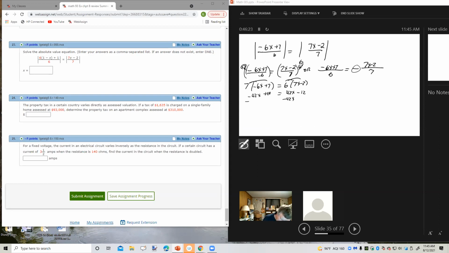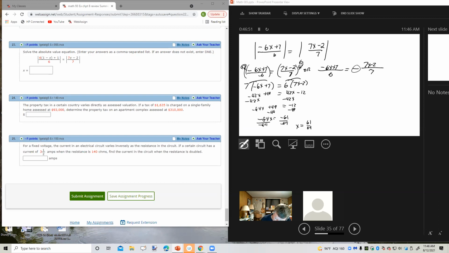Subtract 42x from both sides. Negative 84x plus 49 equals negative 12. Subtract 49, negative 84x equals negative 61. Divide both sides by negative 84. X equals 61 over 84. Okay.